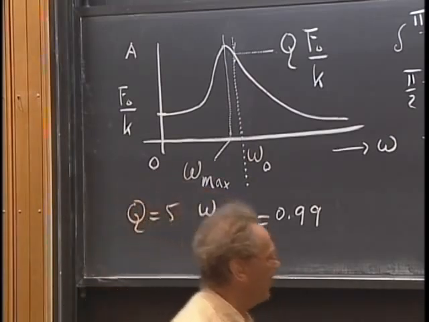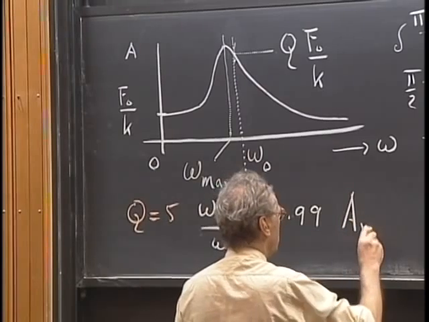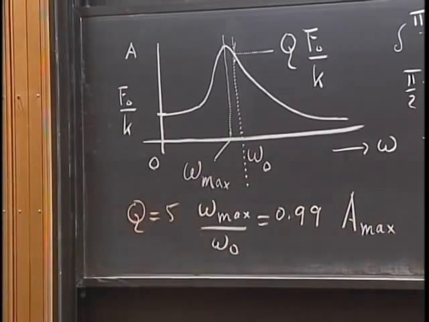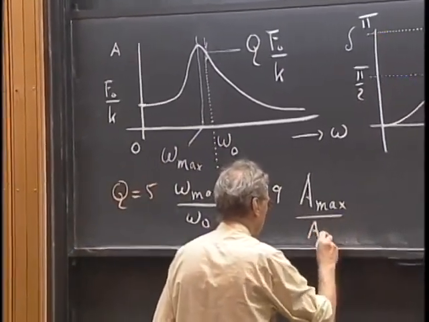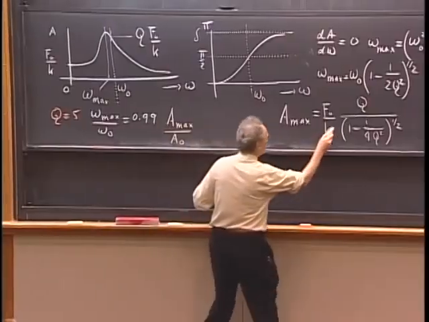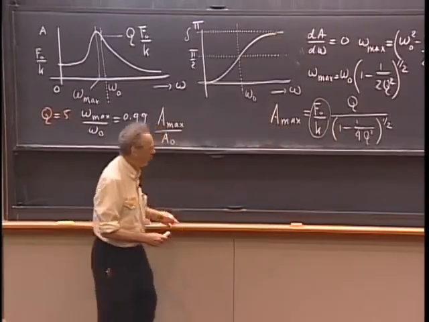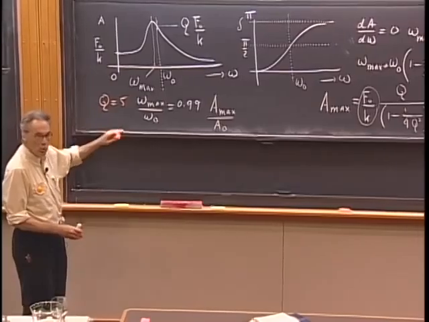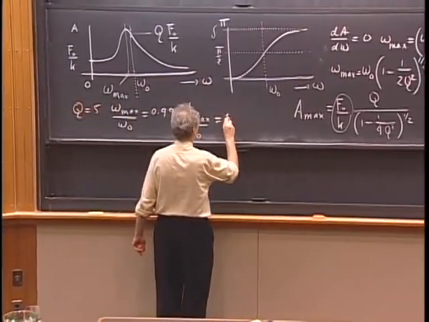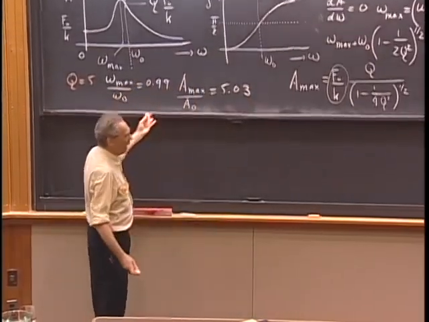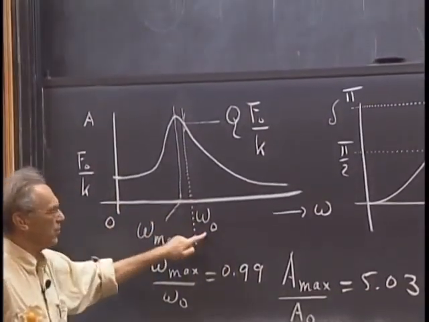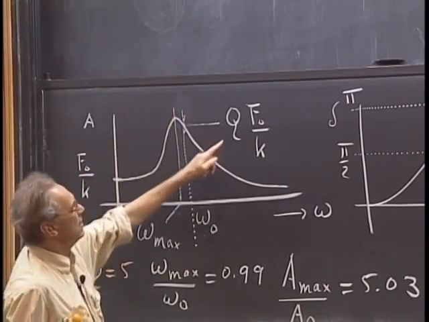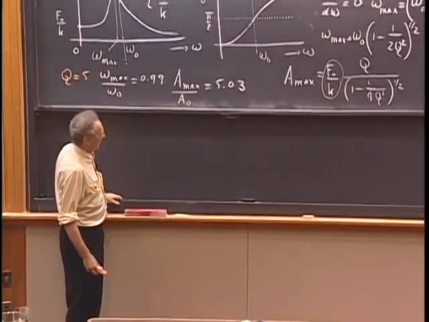And then if you want to know now what A max is, you would think that A max is very close to Q times F0 over K, but it is not Q times, it is a little larger. And so if we define A max divided by A0, where A0 is meant to be the amplitude when omega equals 0, that is a shorthand notation, this number is not Q, a little higher, it is now 5.03. And you can see that if Q is higher, then of course omega max becomes even closer to omega 0, and this maximum A becomes even closer to Q times F0 over K.